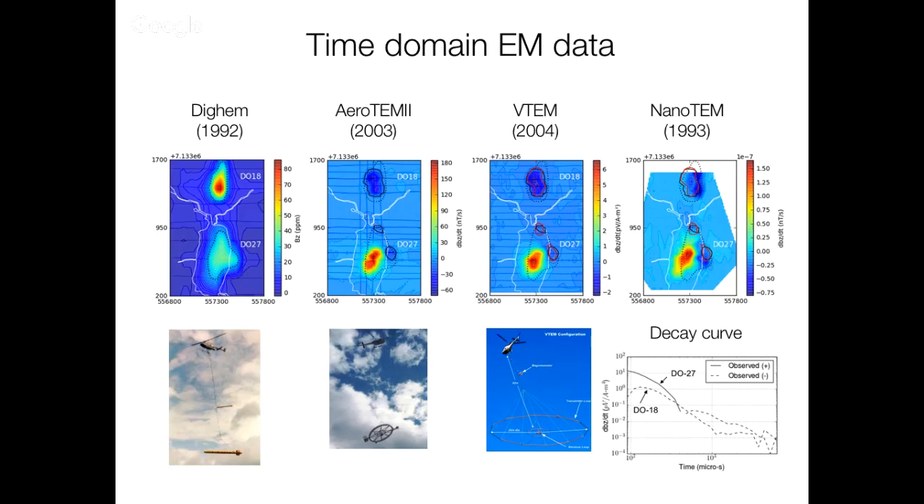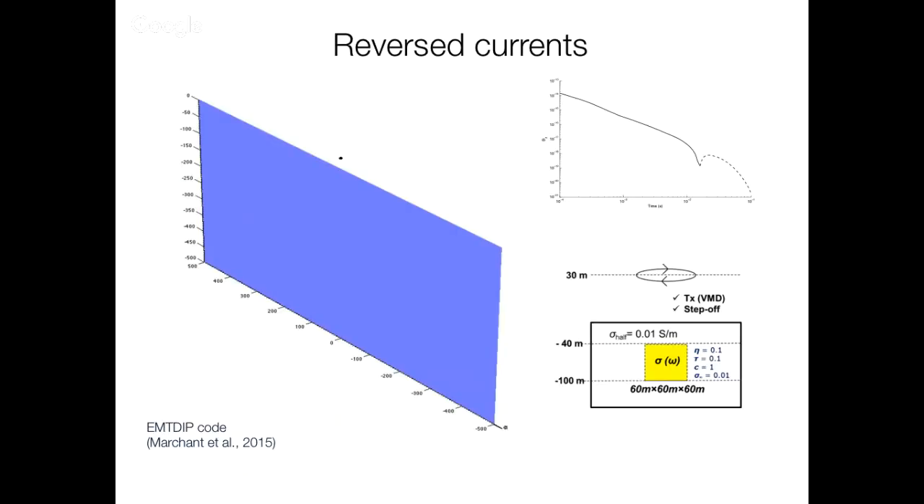So how does all this work? There's a little movie. This is Dave Marchant's movie. What we're going to do is look at a situation where we've got a conductive, chargeable block. It's buried in a 100 ohm-meter half-space. We have a transmitter loop sitting up here, and we're going to measure the transient sounding, which is going to look like this. It's going to be positive and then negative.